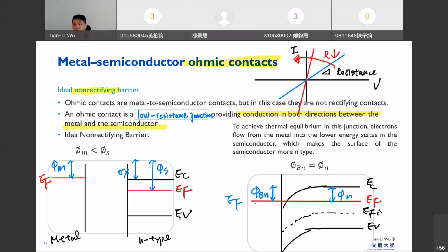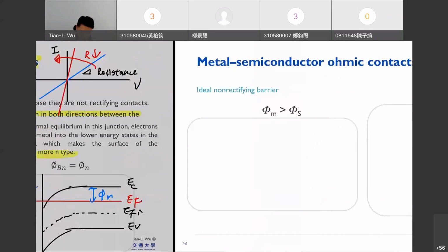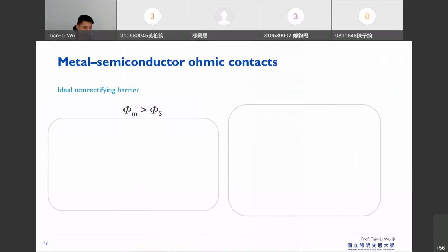In order to achieve thermal equilibrium in this junction, electrons will flow from the metal to a low energy state in the semiconductor, which makes the surface of the semiconductor even more n-type. That leads to the ohmic type of metal and semiconductor junction. Also consider the case when phi n is larger than phi s, which is the case with a p-type semiconductor.